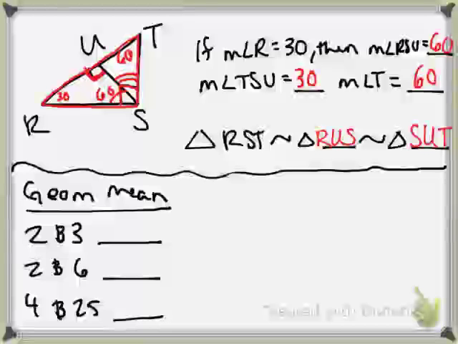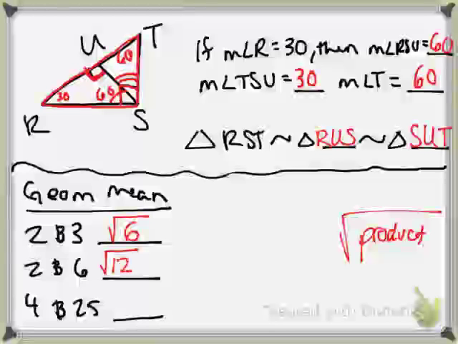Okay, geometric mean. How do I define geometric mean? So if you want to find the geometric mean between two numbers, what do you do? Square root of the product. So what is the geometric mean of 2 and 3? The square root of the product. 6. 2 and 6. Square root of product. 12. Simplify square roots when possible. We learned how to simplify square roots yesterday.